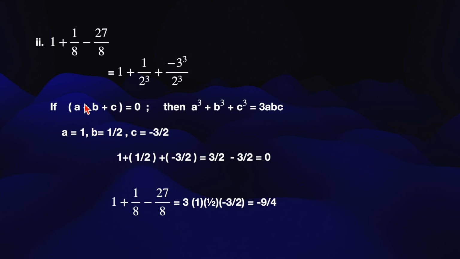Okay, so the same identity. Here the value of a is 1, b is 1 upon 2, and c is minus 3 upon 2. Add and see, we get 0. Therefore, this is equal to 3 into a into b into c. So 3 into 1 upon 2 into minus 3 by 2. Solve it, you will get minus 9 by 4.